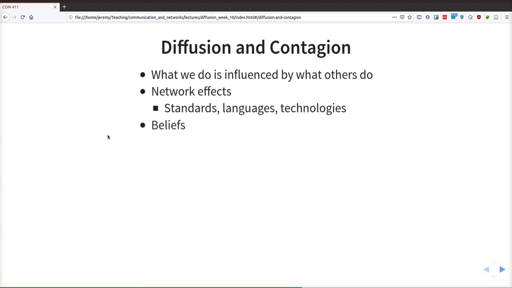Other things, like beliefs, don't go along with network effects. But like I said, it may often make sense to change our beliefs based on what other people believe. We'll talk about how that happens in a second.